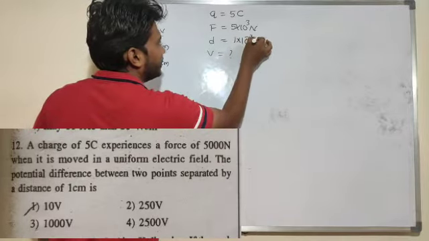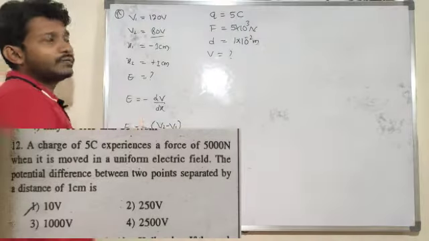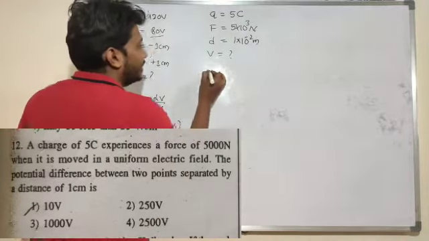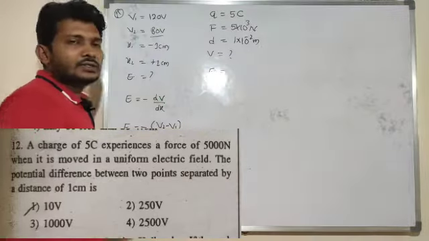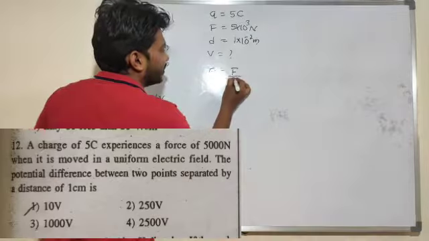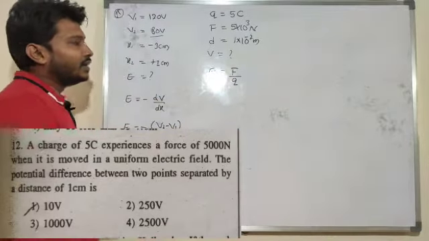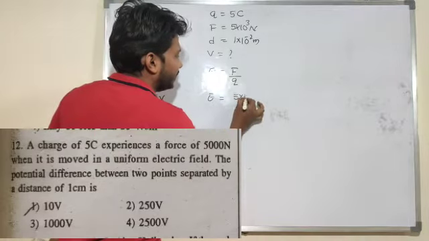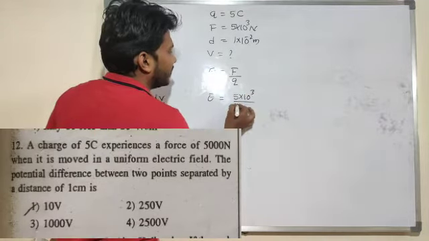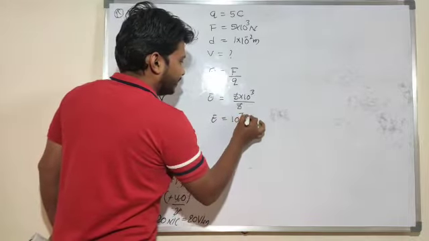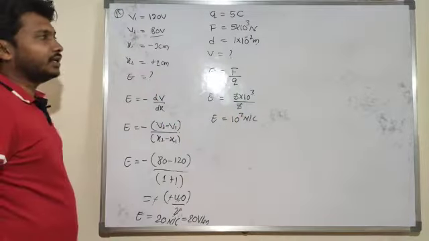First let me find the field value, using the relation between field and force. E is equal to F by Q. That is the connecting formula: E is equal to F by Q. Force is 5 into 10 to the power of 3, charge is 5 coulomb. So the electric field value is 10 to the power of 3 Newton per coulomb.